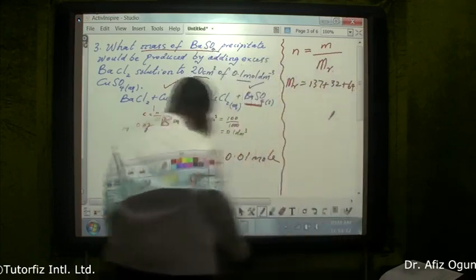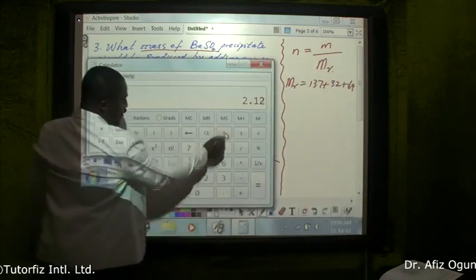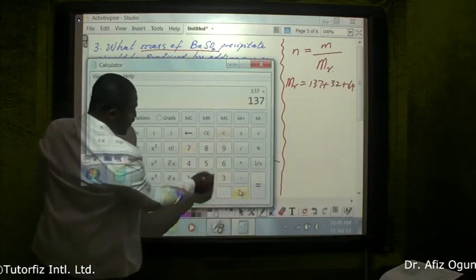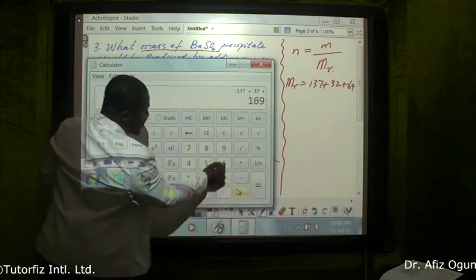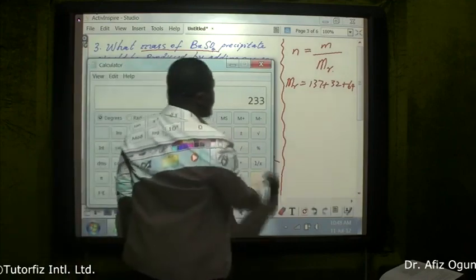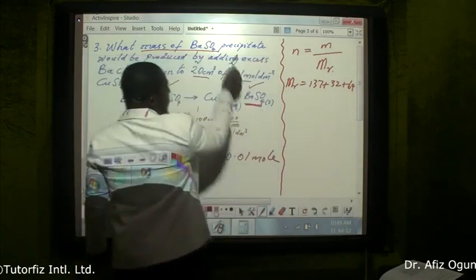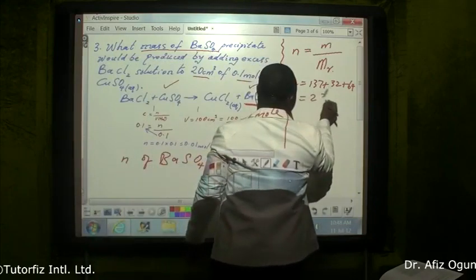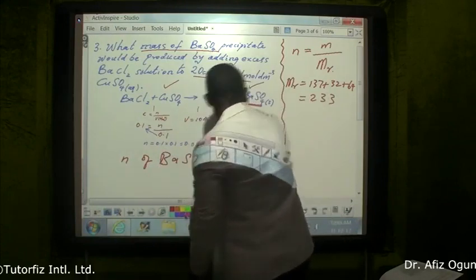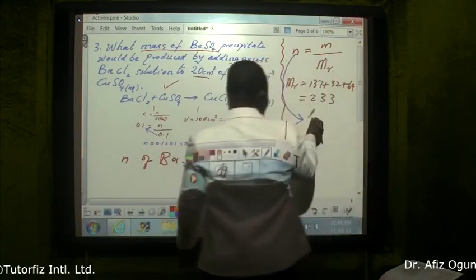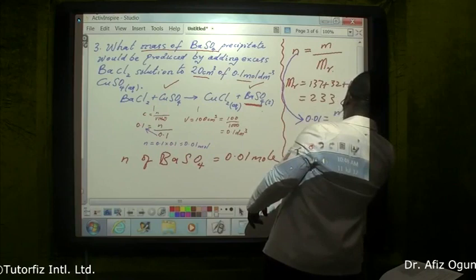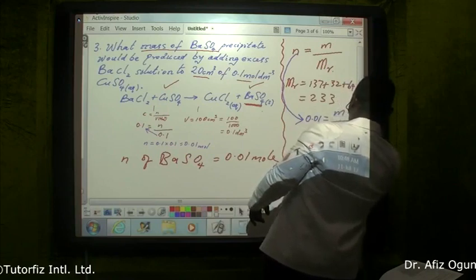So 137 plus 32 plus 64 equals 233. I got 233 here, 233 as my Mr. Now I use that formula, n, which I know to be 0.01, equals mass, which I'm looking for, divided by 233.